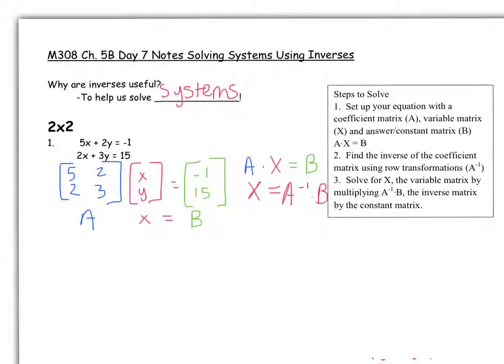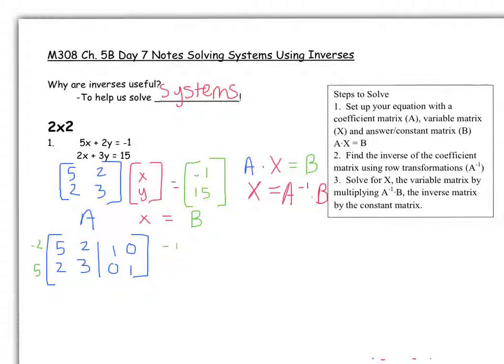This is what we're going to use at the end. First, we have to find the inverse of matrix A. So for that, we're going to use row transformations. We'll set it up. Okay, and there is more than one way to do these, but today I would suggest just following my way. I'm going to multiply the first row by -2 and the second row by 5.